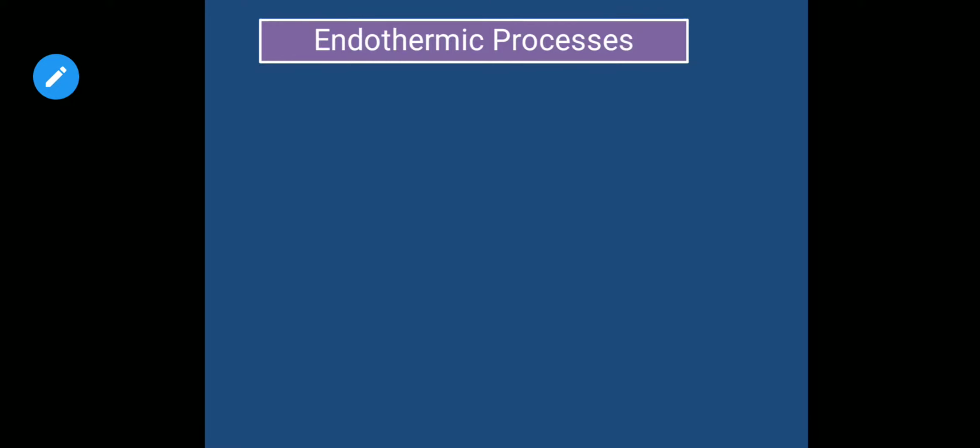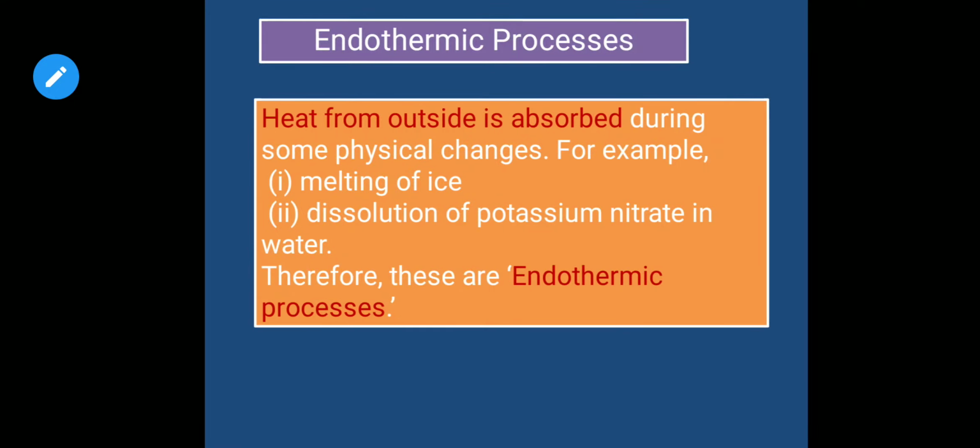Endothermic process. Heat from outside is absorbed during some physical changes, for example, melting of ice, dissolution of potassium nitrate in water. Therefore, these are endothermic processes, meaning in an endothermic process, heat is absorbed. And dissolution is the process where a solute, whether in gaseous, liquid or solid state, is dissolved in a solvent to form a solution. So in an endothermic process, heat is absorbed.